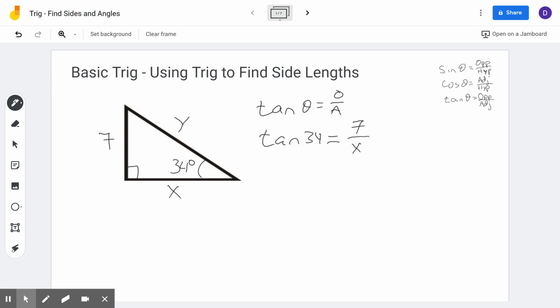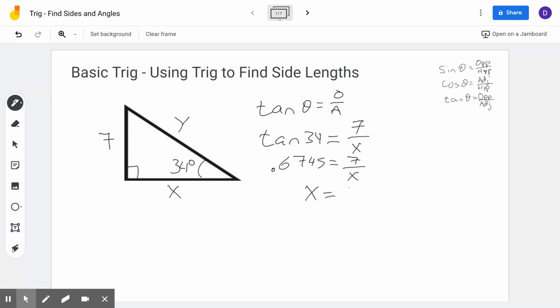Now, go in and do the tangent of 34 degrees. You should have already watched the video that shows you how to do this, so I expect you to be able to. So the tangent of 34 degrees out to 4 decimal places is 0.6745, and that equals 7 over x. Now, to solve for x, you would cross multiply and then divide. But pretty much what happens is if x is in the denominator and the answer is over there, then you can just swap them.